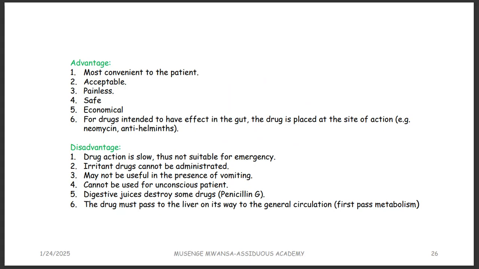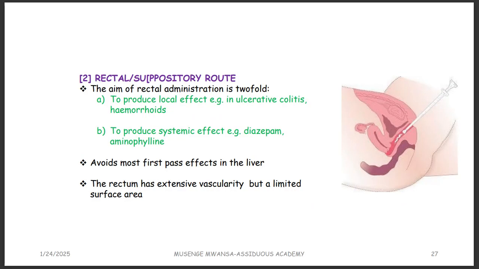Each one of these methods has got advantages and disadvantages. For example, the oral method is the most convenient to the patient. It is acceptable, it is painless, it is safe, it is also economical, it's cheap. And for drugs that are intended to have effect on the GIT, the drug is placed at the site of action. Disadvantages can be that it is slow when it comes to action. So you can't use them in emergency situations because they first have to be absorbed. For emergency situations, you can give maybe IV. And these are the disadvantages which you can read.